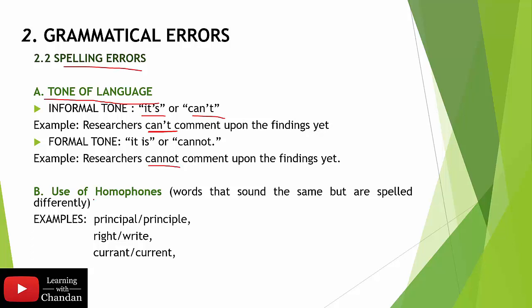The second important spelling error is the homophones. Homophones are words which sound the same, but their spelling and meaning are totally different. For example, here this principal means head of an institution or school, but here principle means a moral value or ethic or a simple rule.